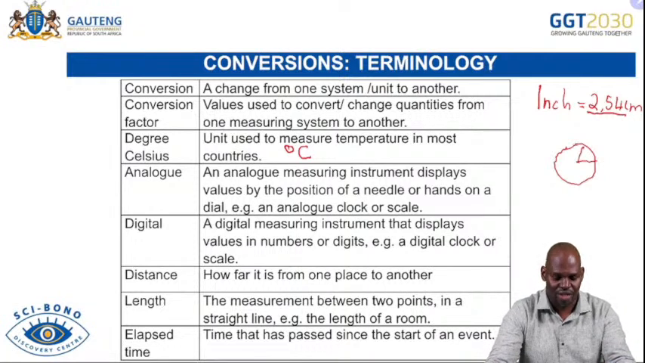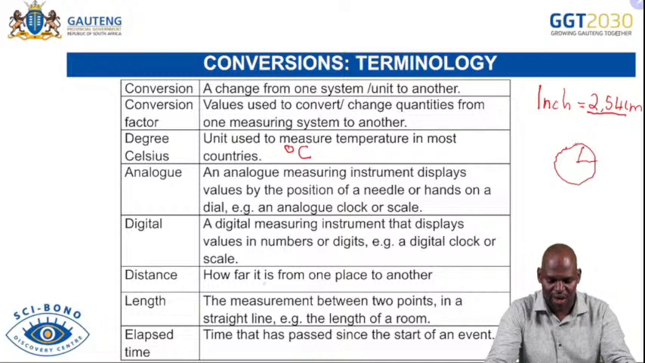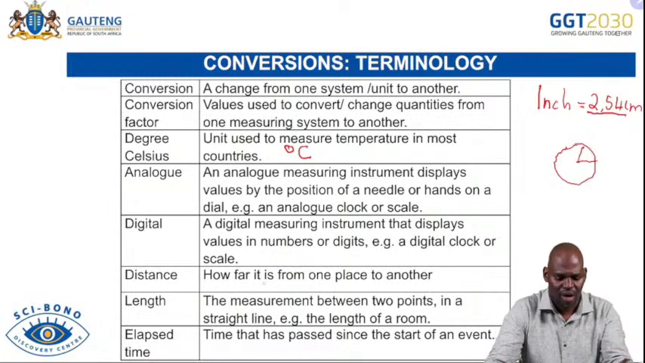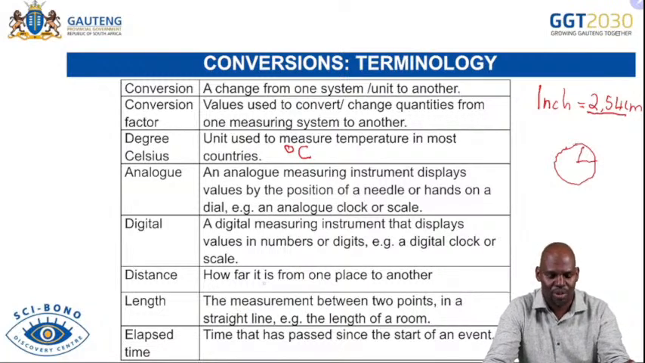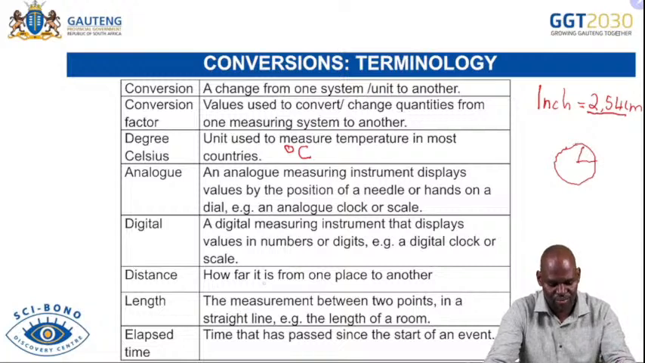Then we've got a length. This is the measurement between 2 points in a straight line, e.g. the length of a room. Usually a length will be in meters or centimeters. That is a shorter distance. When we talk about length, we cannot be talking about kilometers, because kilometers is actually distance. For a length, it will be in centimeters, millimeters, and so on, those small units.